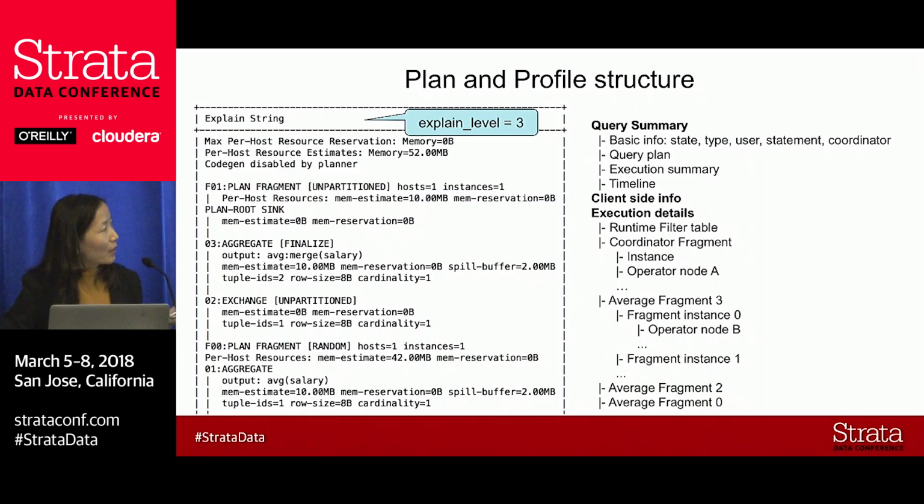The plan structure, if you're using the experience level 3, you will see that we actually mark each part of the fragment. If you're not using the fragment 3, you will only see the tree. You won't be able to see the detail of each fragment. And at the fragment level, we will indicate how many hosts are involved here, and also the average resource usage for each host.